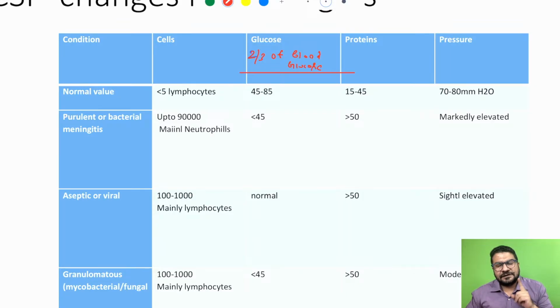You have to see first thing is CSF glucose. So remember, bacteria love glucose. Bacteria love glucose. So we have 3 types of meningitis: purulent or bacterial, aseptic or viral, and granulomatous meaning tubercular.